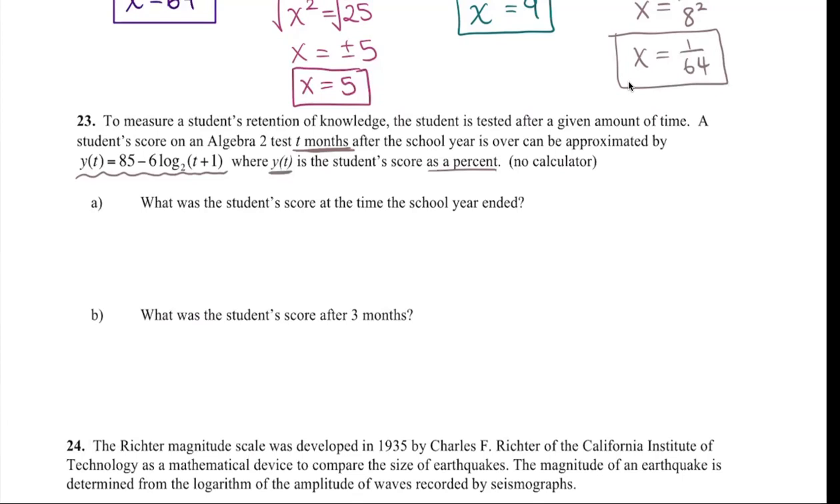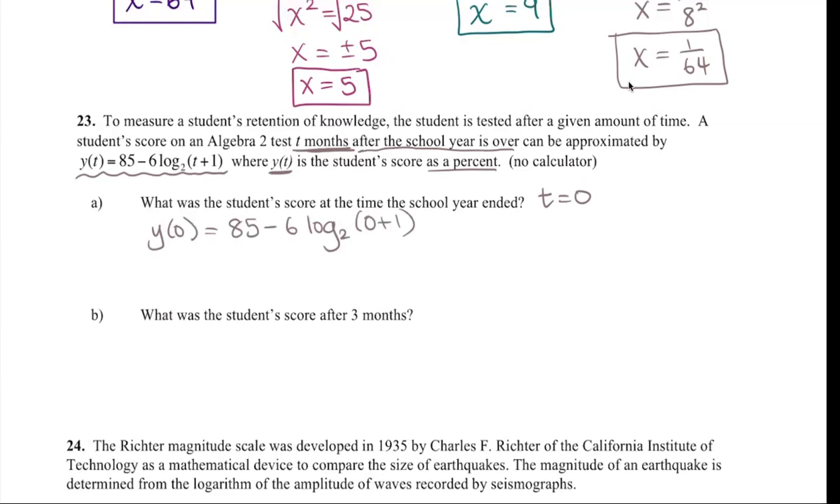Okay, so now it says t months after the school year is over. So that means t just stands for how many months since the school year ended. If we're asking what's the student's score at the time the school year ended, that means we're at 0 months, right? So t is 0 at this point, because we're right at where the school year ended. So we can just plug in 0 for t into our log formula here.